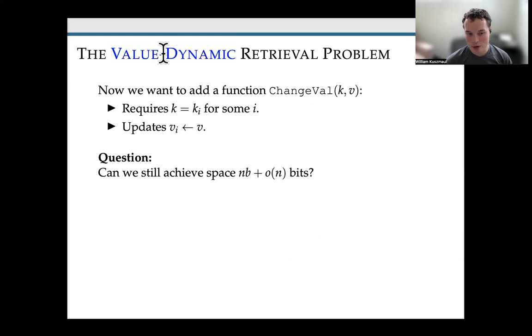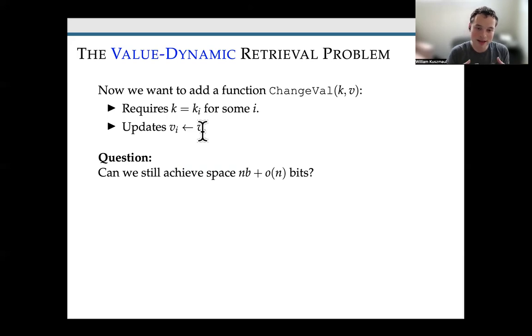For this talk, we're going to be interested in the value dynamic version of the problem. This is the same setup, except now we want to add a function called changeVal. What changeVal lets you do is, for any key k that's in the data set, change the value associated with that key to be some new value. For example, for a given person in our data set, we could change the zip code that's being stored for that person.